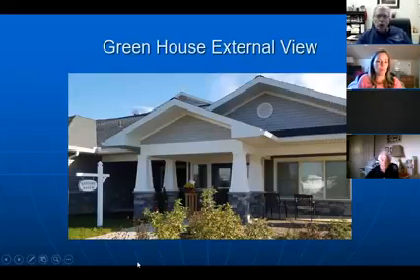Just a view, you can see how residential this is. Actually, this does not look anything like a typical nursing home. And when you walk in, it doesn't look, smell, feel, or in any other way resemble what you would typically feel when you walk into most nursing homes.